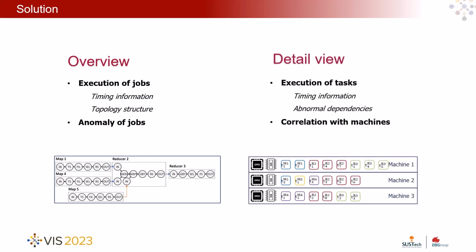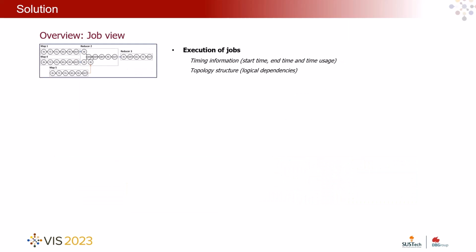For more in-depth insights, we focus on the visualization of tasks, the smallest units of execution. We've also established the capability to correlate the task executions with their respective machines. This correlation helps analysts in diagnosing abnormal execution patterns. Given a logical execution plan, we designed the job view to present both timing information and the topology structure of jobs simultaneously.